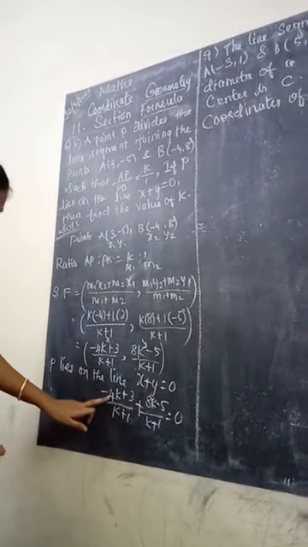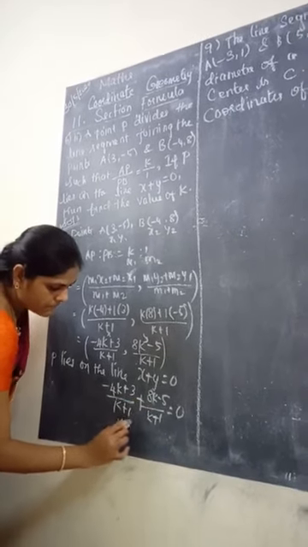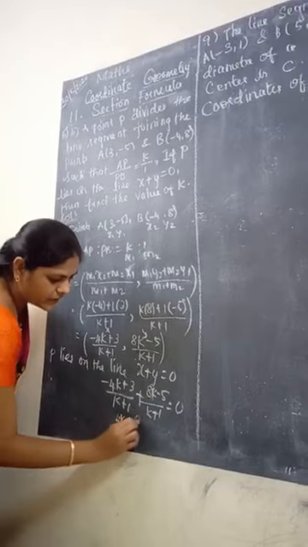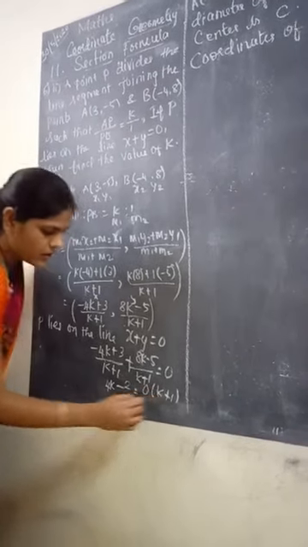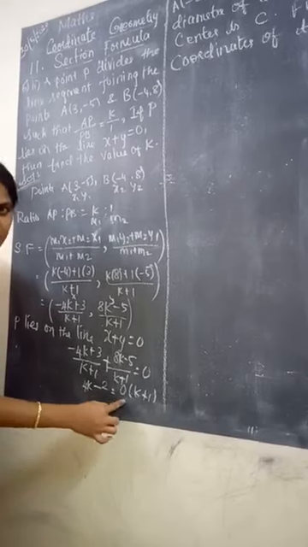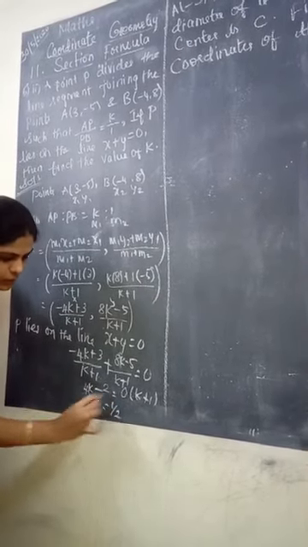Add now: minus 4K plus 8K is 4K, 3 minus 5 is minus 2, equal to 0 into K plus 1 divided by K plus 1. Take this side, 0 with that term, 0. So K is equal to 1 by 2.